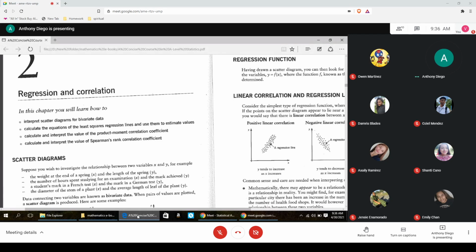Now, like I mentioned to you before, if you are investigating the relationship between two variables, and in this case they mentioned x and y, there was an example given there which you should have read: the weight at the end of a spring x and the length of the spring y. If you notice, they're referring to the same spring, the weight at the end of the spring and the length of that spring.